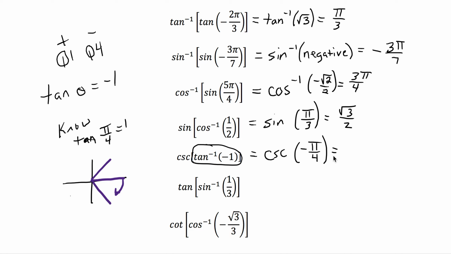Okay, so let me think about this for a second. So that negative is on an odd function, so I'm going to go ahead and bring it to the front just to kind of get it out of the way, because cosecant is an odd function. I know that cosecant pi over 4 is the square root of 2, and then I have that negative sitting in the front. Okay, so final answer there should be negative square root of 2.